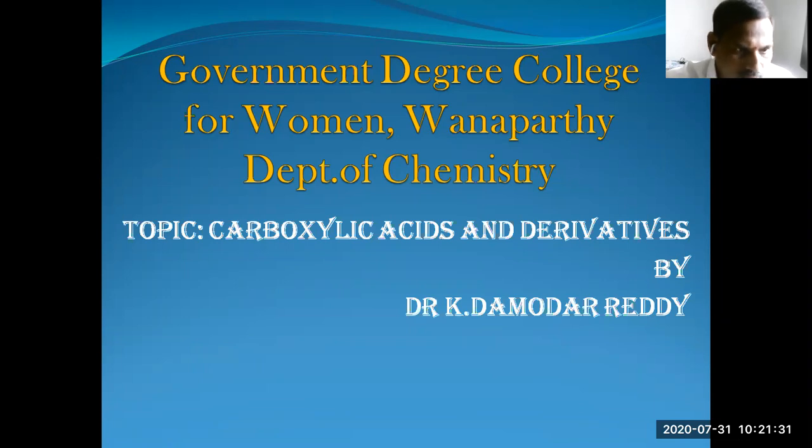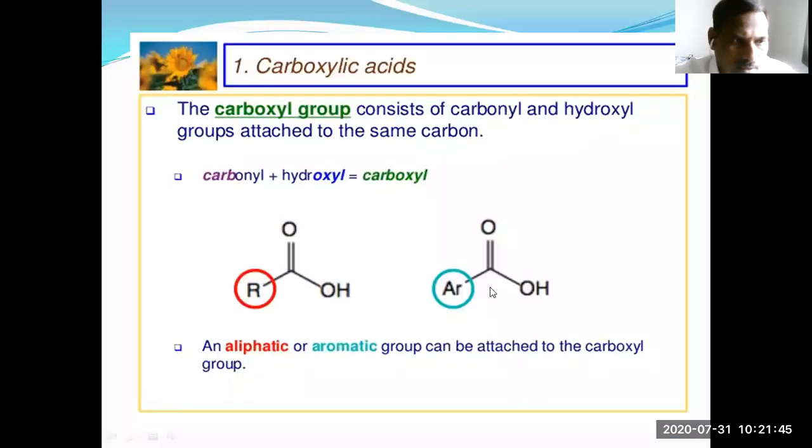Today's class is carboxylic acids and derivatives. In carboxylic acids, the carboxyl group is present. That carboxyl group is a combination of carbonyl and hydroxyl groups. So in carboxylic acids, carbonyl and hydroxyl groups are present. That's why C double bond OH is called the carboxyl group.